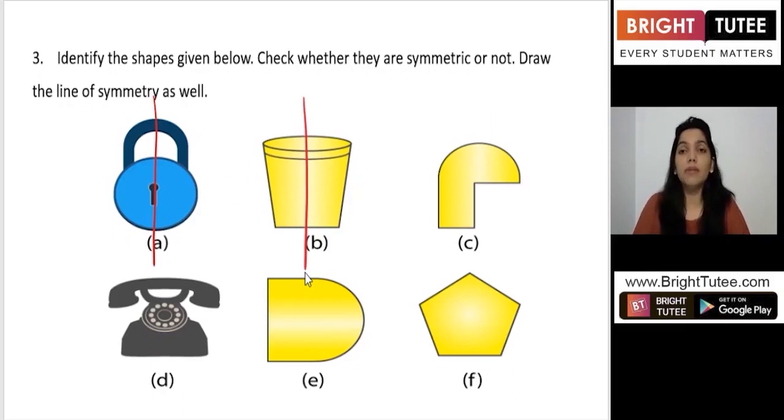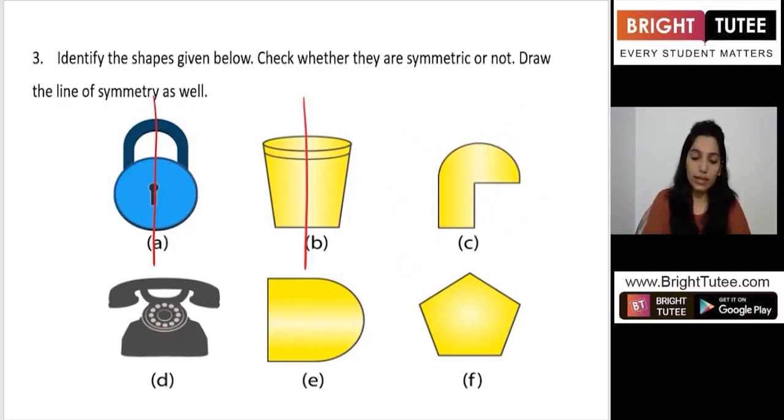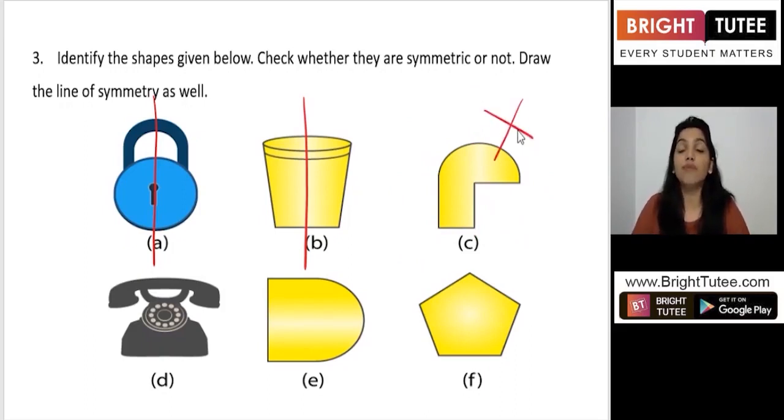Now what do you think about the figure given in part C? Do you think you can draw any line of symmetry for this? If I draw like this, no. If I draw like this, no. Like this, no, no. So for all the lines that I've drawn, I can clearly see that none of them can make a line of symmetry for this figure. So we cannot draw any line of symmetry for this.